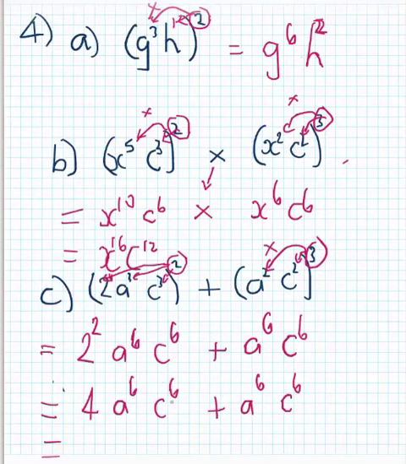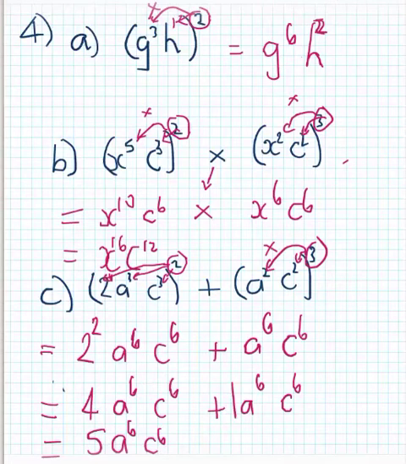But because they're the same, and I know here there's an invisible 1, we simply add them. Like saying 4 apples plus 1 apple. 4 plus 1 is 5. And I have 5, a to the power of 6 and c to the power of 6. And that's it. Okay, so just keep that in mind. And at the end, I'll go back and finish the ones from question 1 that I skipped.